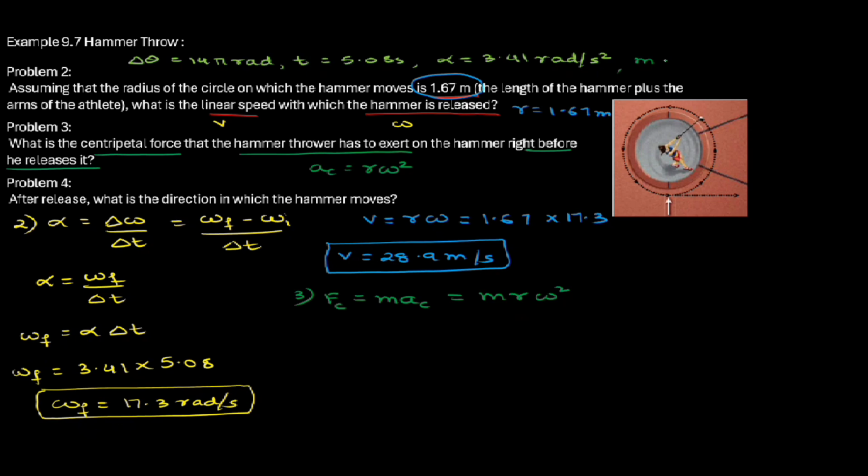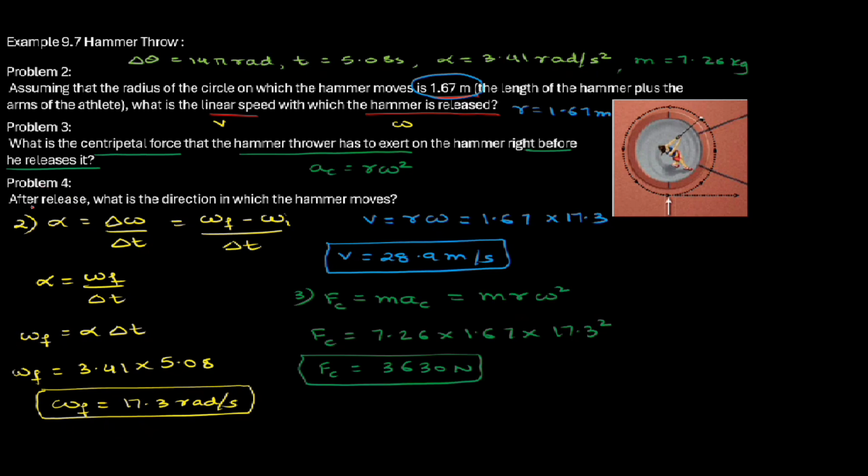The mass of the hammer is 7.26 kilogram, which was mentioned in the question before. I'm going to substitute that here. So we get centripetal force Fc as 7.26 times the radius, which is 1.67, times the angular velocity, which is 17.3 squared. And when you solve this, you get the centripetal force as 3,630 Newton.